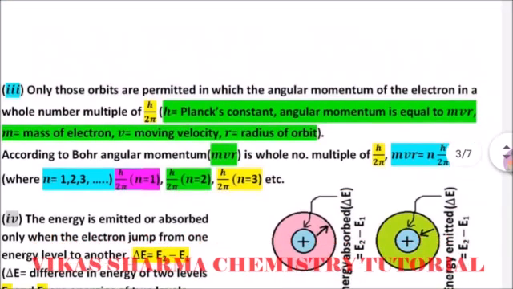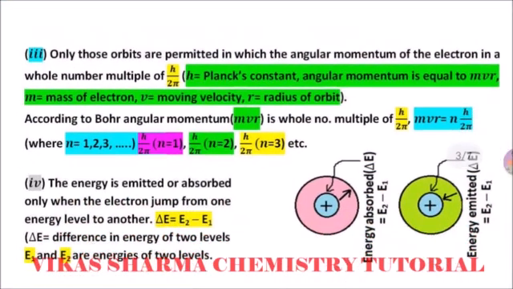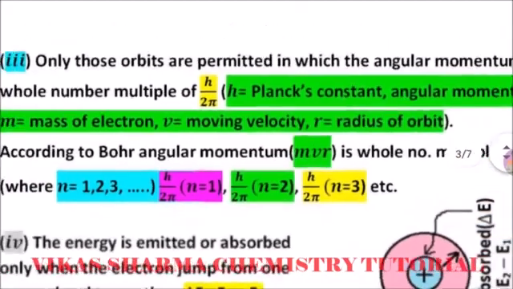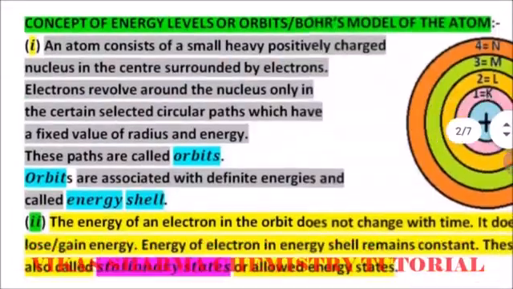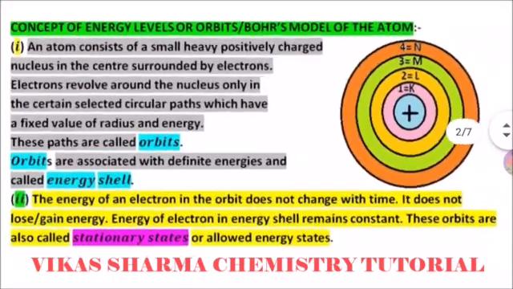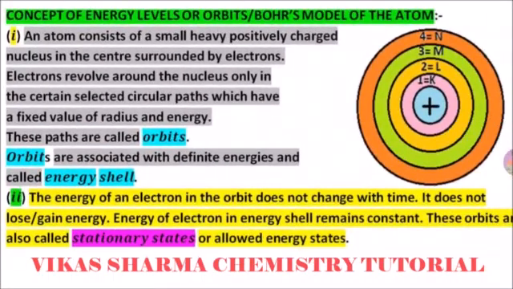So Bohr's model of the atom relates to the angular momentum of electrons found in a particular orbit, which is equal to h upon 2 pi. And students, these are the presentations of Bohr's model of the atom and the concept of orbits. I hope you students can easily understand the presentation of orbits and the different types of energy levels, ground state and excited state. So thank you very much. Thanks a lot.